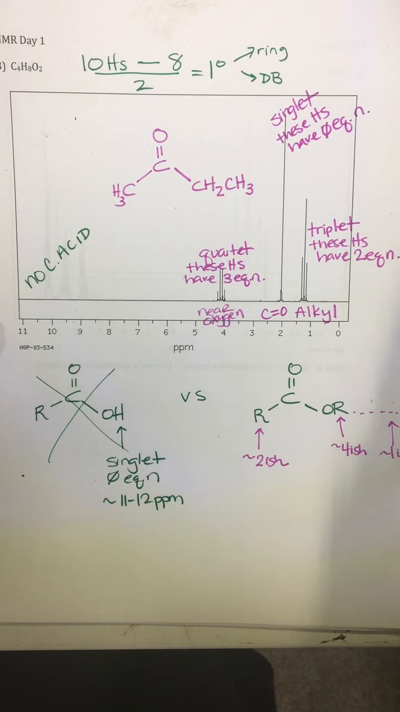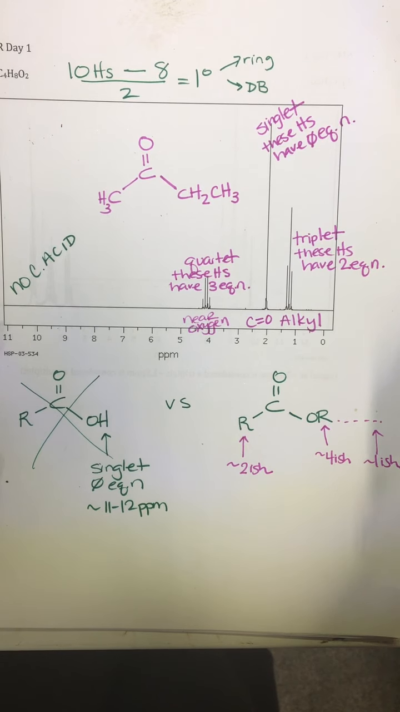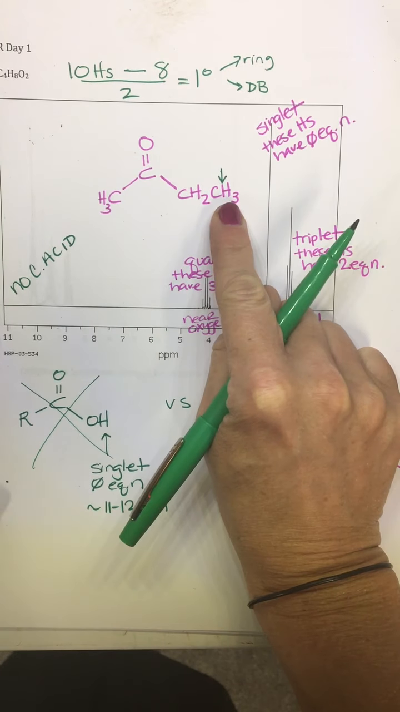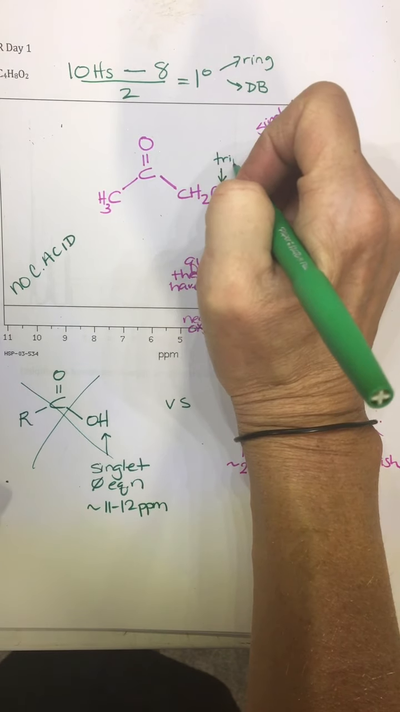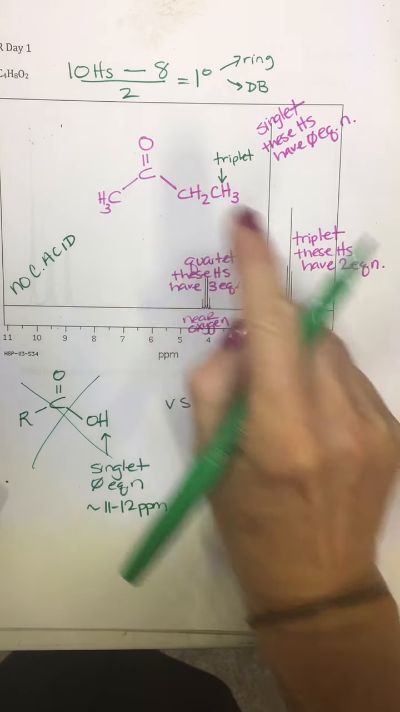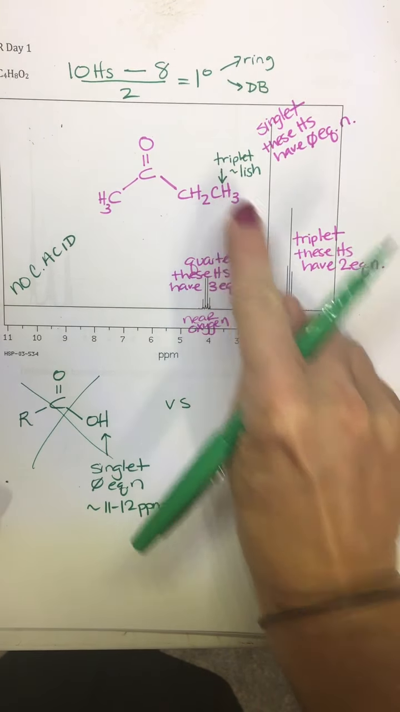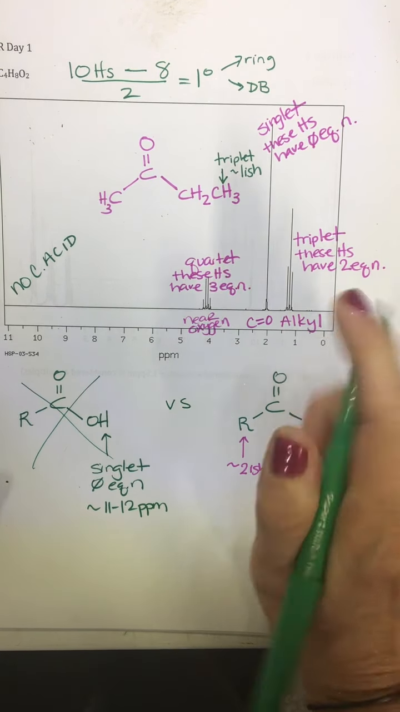And then we can go back, always, always, always, and check our work. Does our splitting pattern match? And do our chemical shifts match? Okay. So these guys right here, those hydrogens have 2 neighbors. These guys would be our triplet. And since it is furthest away from our oxygen, this should be right around that 1-ish region. So let's check. Yay, we've got a triplet in that 1-ish region.